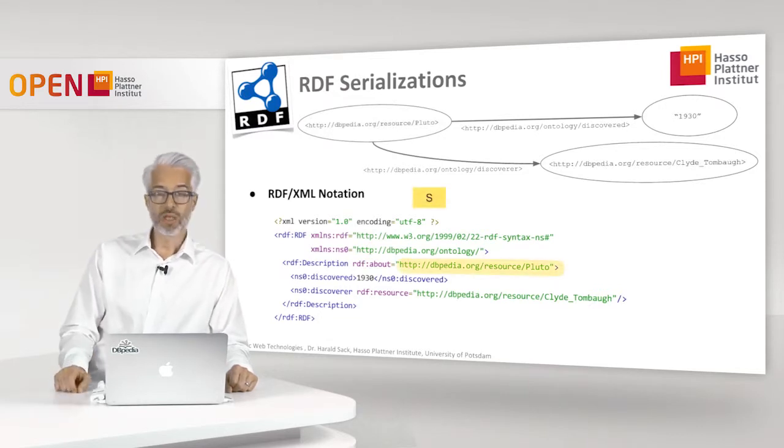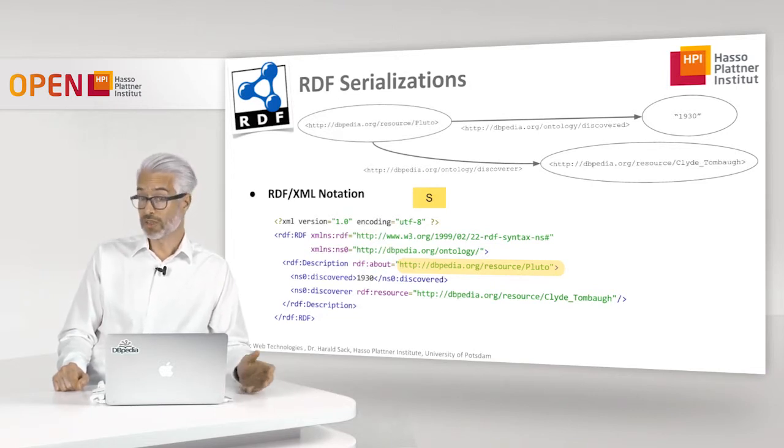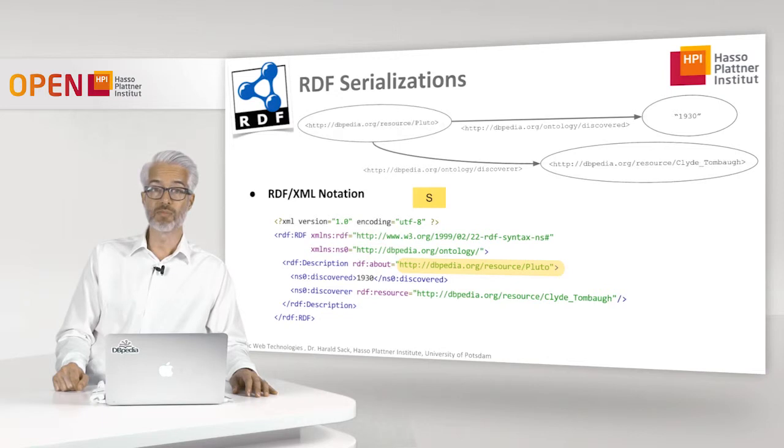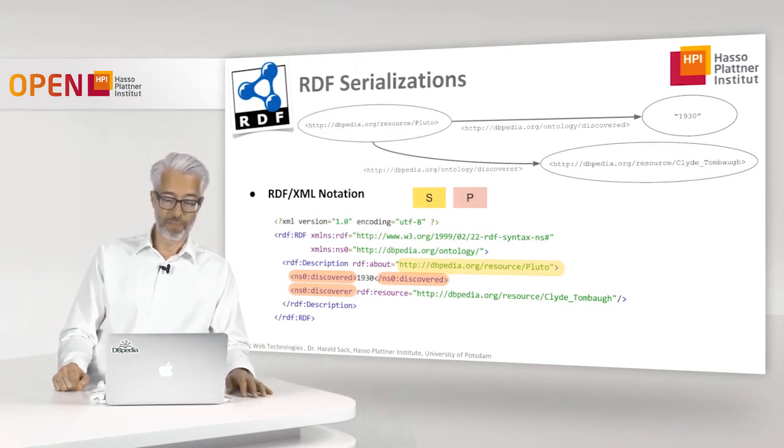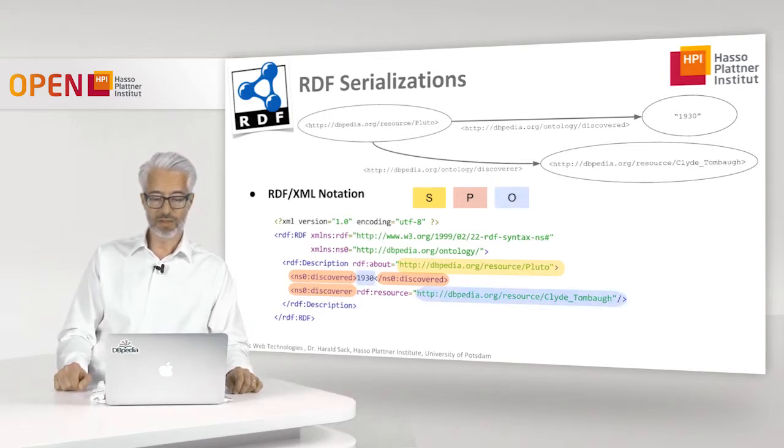So the first thing we are talking about, the subject, is the rdf:about. So we have here an RDF description of a resource, and the resource we are talking about is encoded within the attribute rdf:about. So here you see Pluto, and this is our subject. Now, all of the properties we use here are using this second namespace, the dbpedia ontology namespace. Therefore, they start with the ns0 prefix, and then you see a tag which is called discovered, and then the literal 1930, and then the discoverer. So this here, discovered and discoverer, is the property, and then in blue here you see the objects.